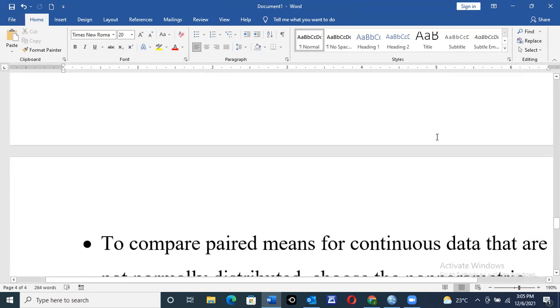So this is all about some of the assumptions that you need to know when you are conducting a paired sample t-test.